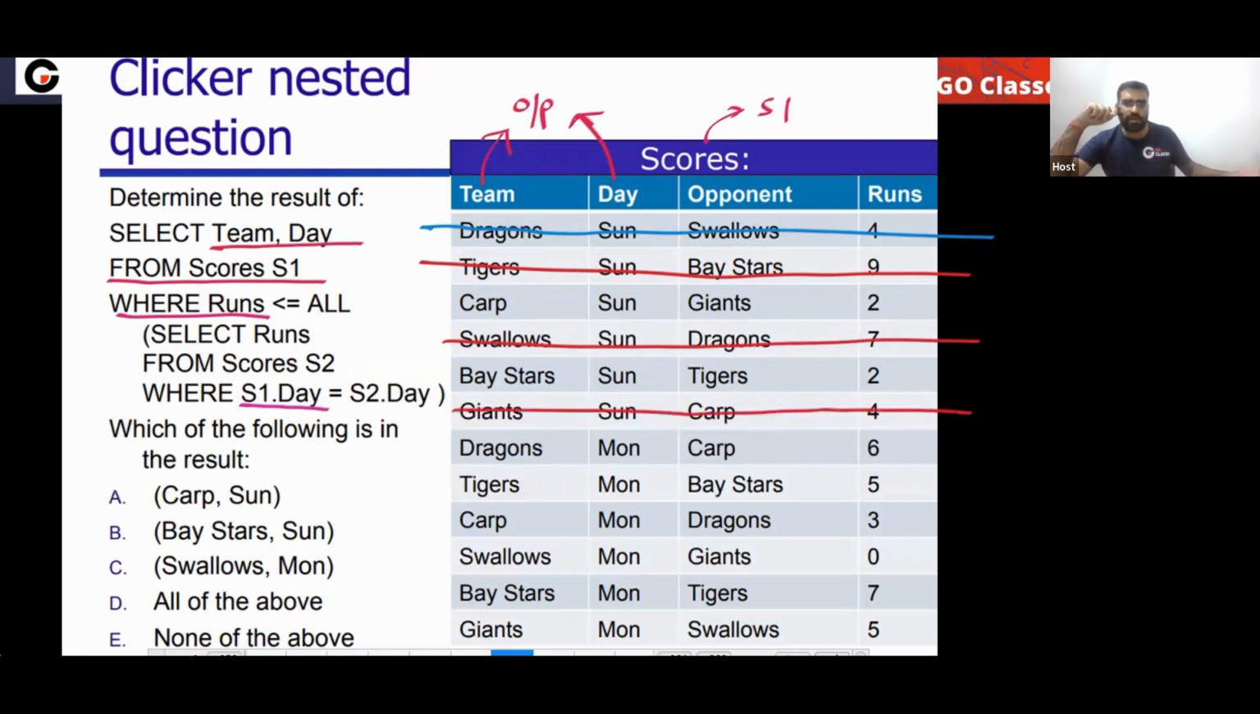On Sunday, the least score will be this. This is the least score. Very simple. Correct? Yes or no? On Sunday, this is the least score.